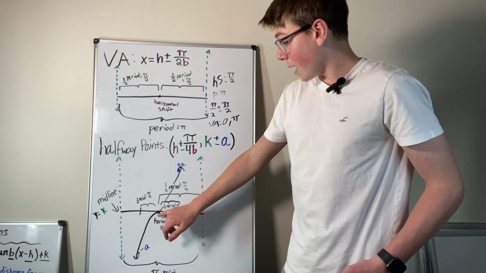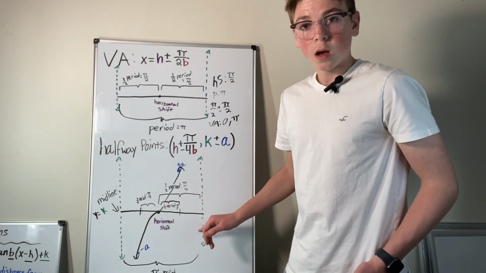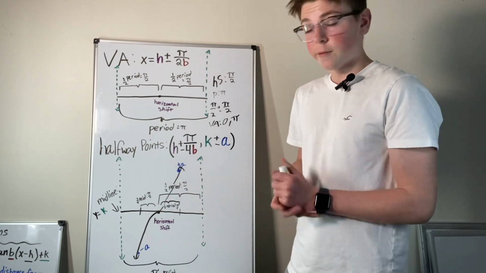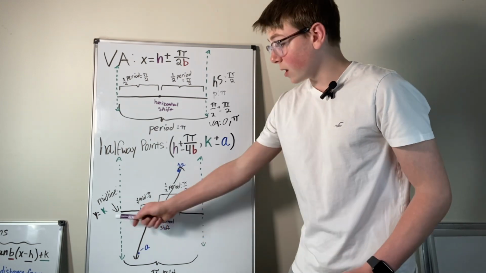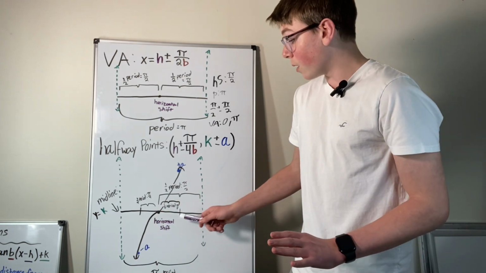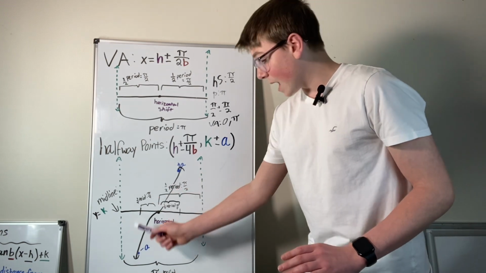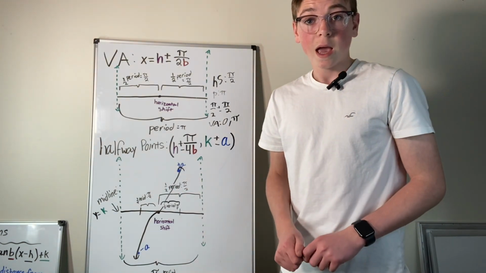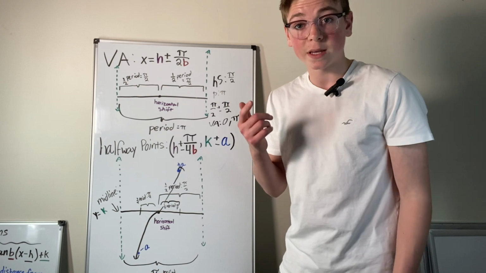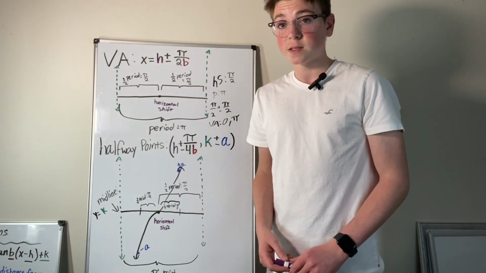So you've already found the x values of your halfway points. Now you have k. You're already on y equals k, your midline. Now, all you do is you go up a on the right side and down a on the left side. And if a is negative, you do the opposite. You go down a on the right side and up a on the left side.